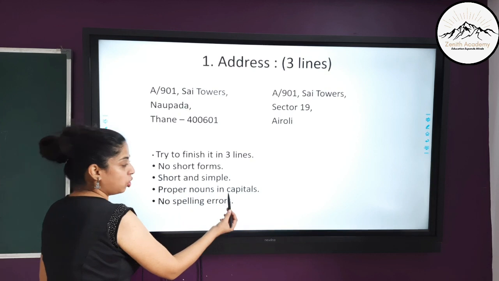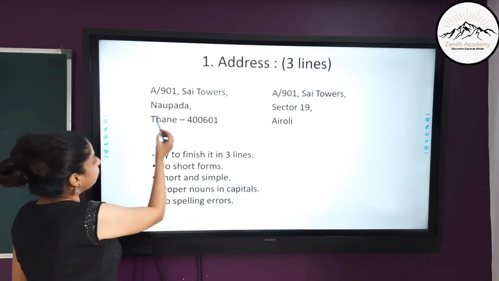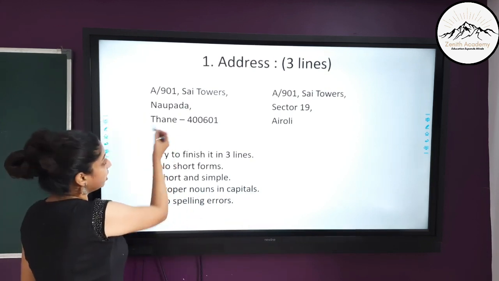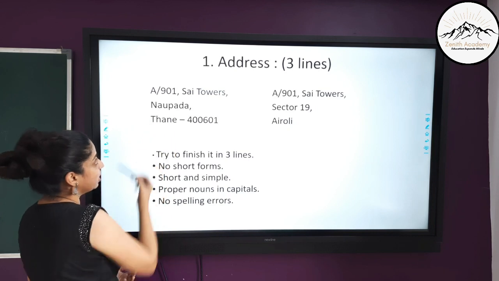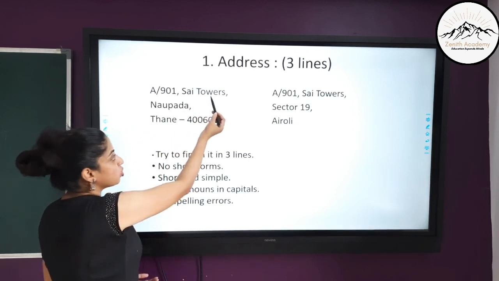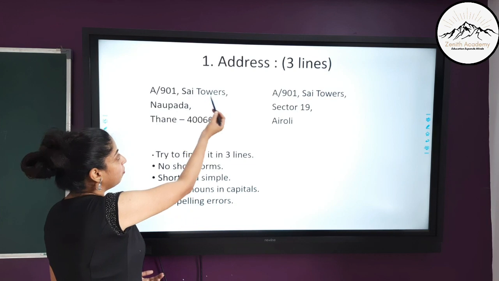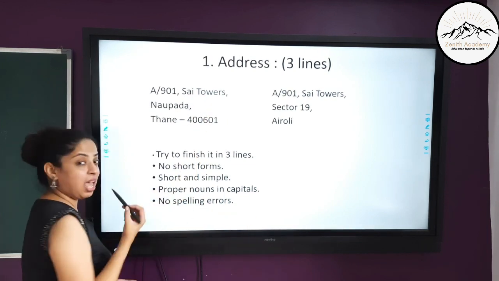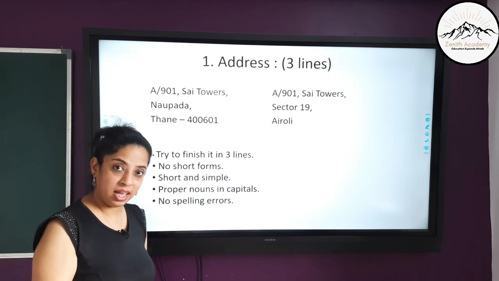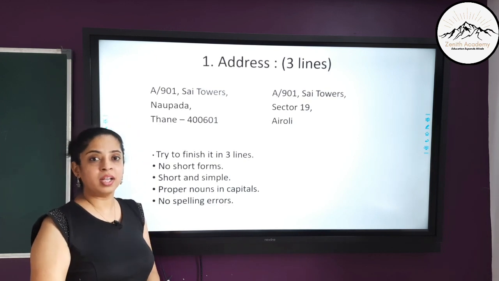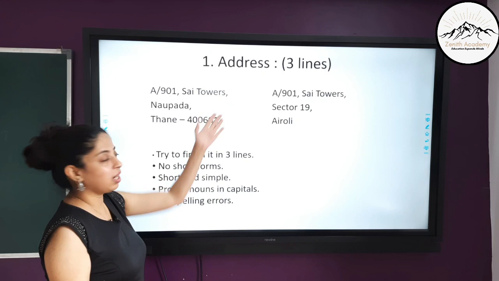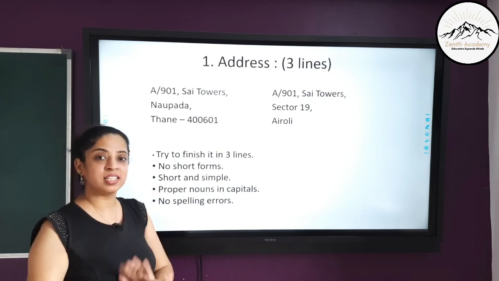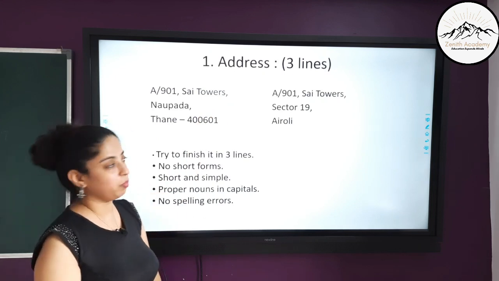Proper nouns should be written in capitals. This is a proper noun, Naupada, so N has to be capital. Thane, T has to be capital. The names of the tower and the building have to be in capital. Proper nouns should be in capitals and there should be no spelling errors. I would recommend that you learn a particular address and write it as it is, to avoid any spelling mistakes.